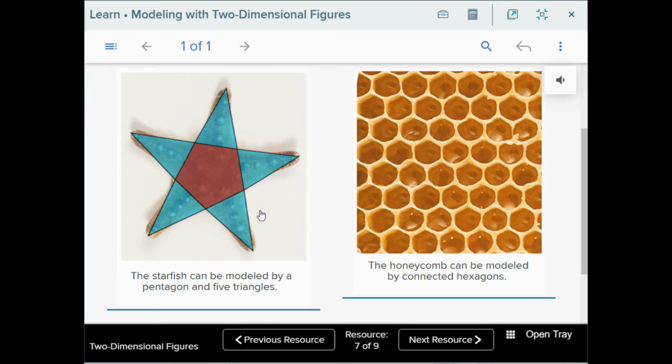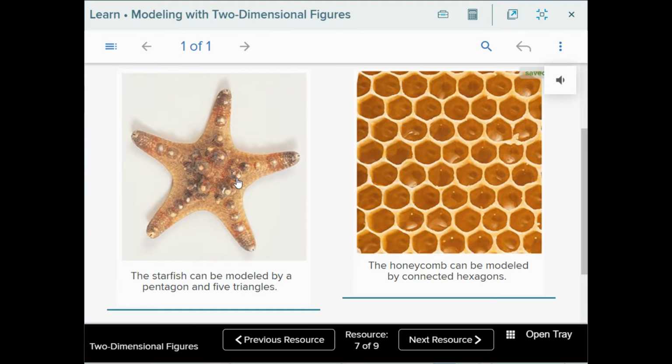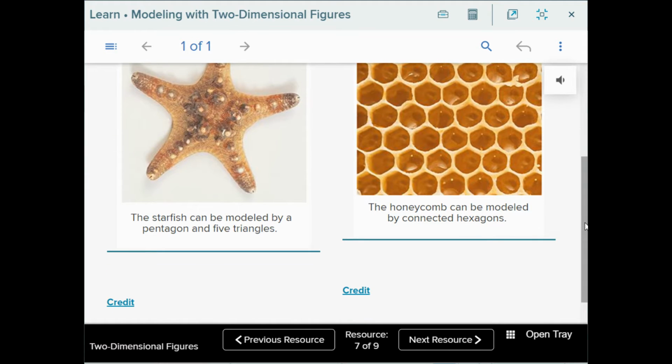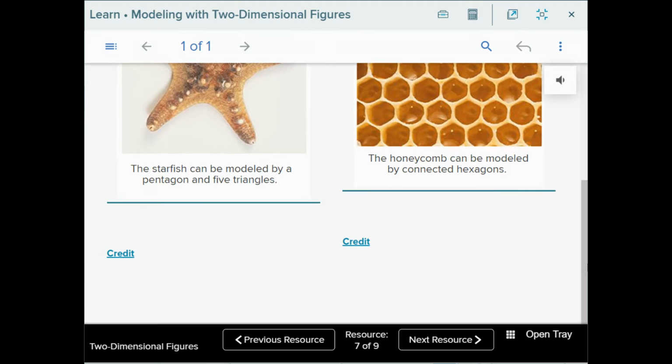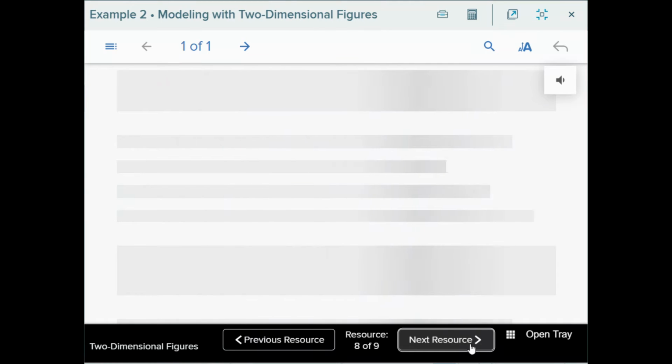A honeycomb can be modeled using a bunch of connected hexagons. So again, we can use some shapes that we're familiar with to build other things in the world, to study them more than we normally could if we're really looking for in-depth knowledge of them. So in order to better study these shapes, this is where area and perimeter come in.